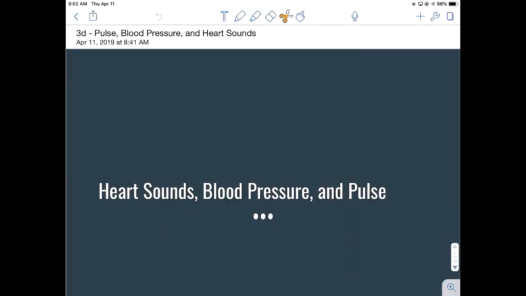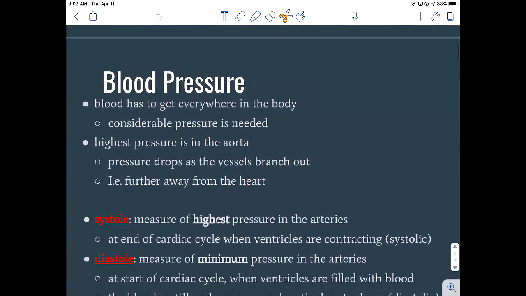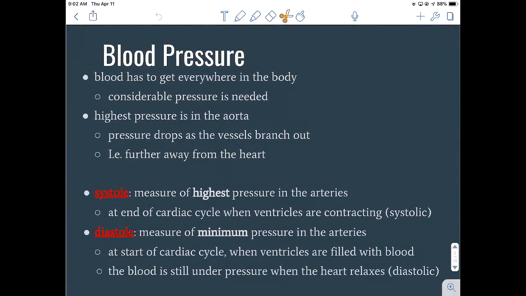So we've talked about the structure of the heart. Now we're going to talk about the sounds that the heart can make and blood pressure. Blood has to get everywhere in your body, right? This is the main pump to push that blood all the way through. It's a continuous system of blood. There are no spaces in the liquid. It has to be all the way through your body, so you need a considerable amount of pressure to do that.